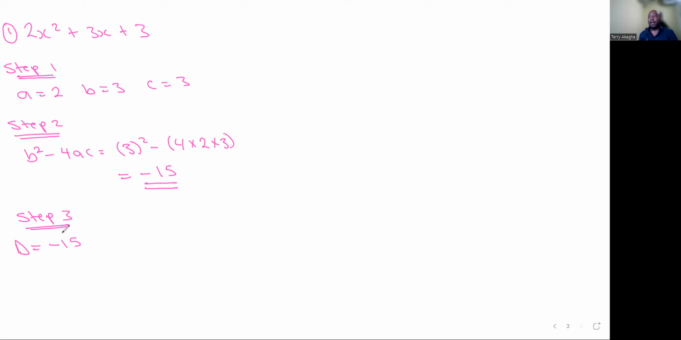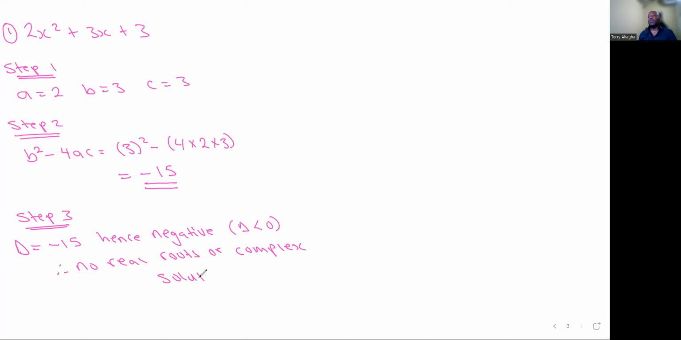So minus 15 means that D is negative, and because it's negative, D is less than 0. In the previous video, I told you that when it's less than 0, it means that there is no real root but complex solutions. So therefore, it will be no real root, or it has complex solutions.